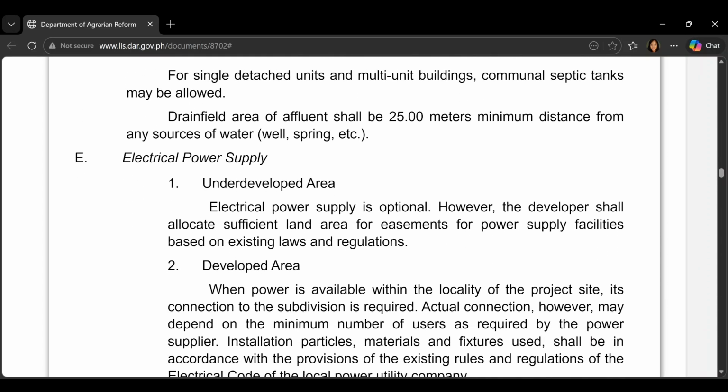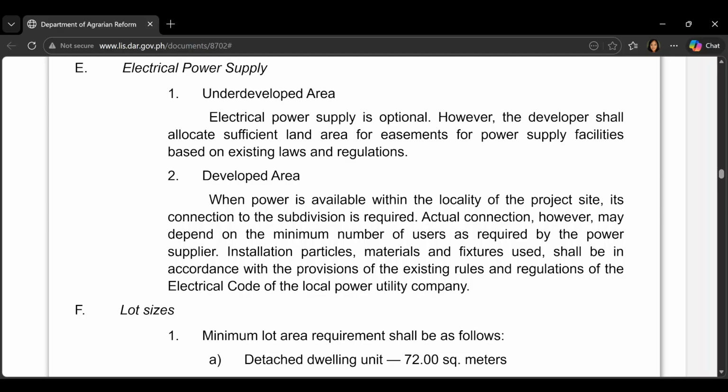E. Electrical power supply. 1. Underdeveloped area. Electrical power supply is optional. However, the developer shall allocate sufficient land area for easements for power supply facilities based on existing laws and regulations. 2. Developed area. When power is available within the locality of the project site, its connection to the subdivision is required. Actual connection, however, may depend on the minimum number of users as required by the power supplier.